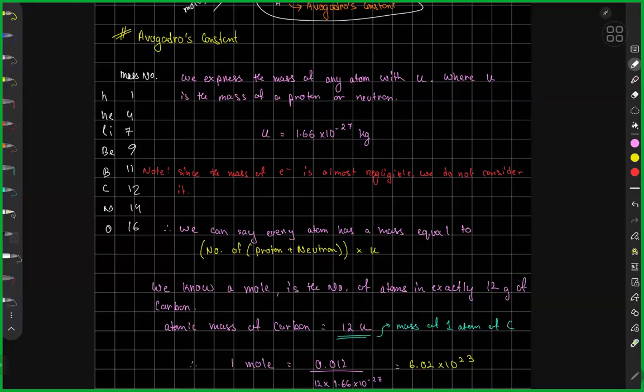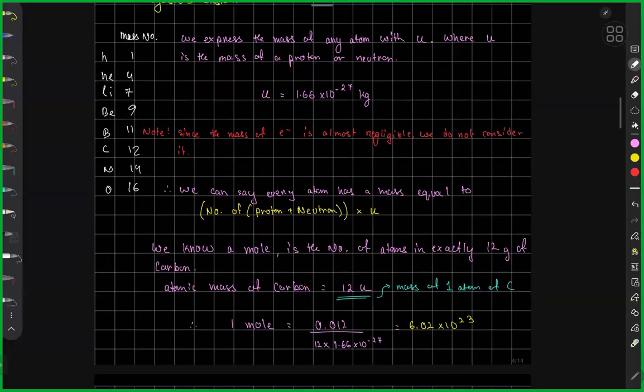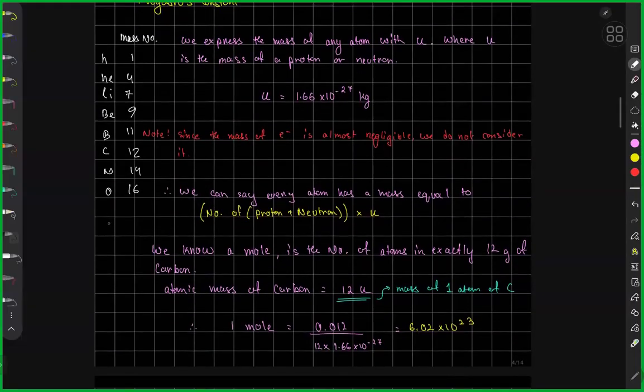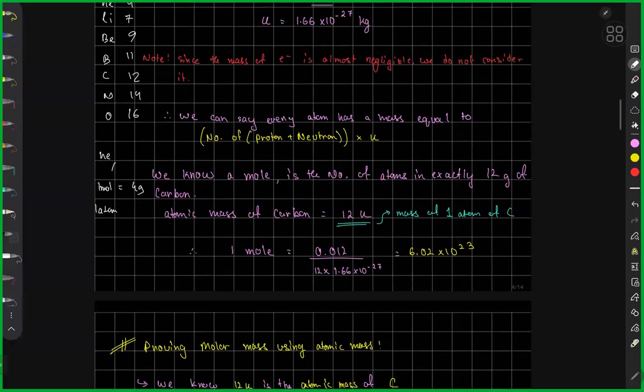Now, what does the mass number tell me? Let's work with helium. If I work with helium, what does the mass number tell me? 1 mole of helium is worth 4 grams. The other thing it tells me is about 1 atom of helium.